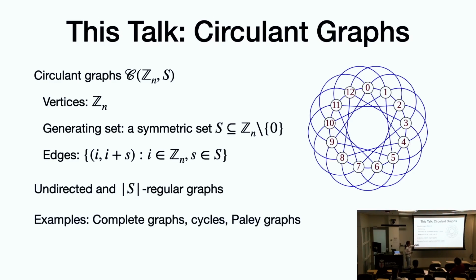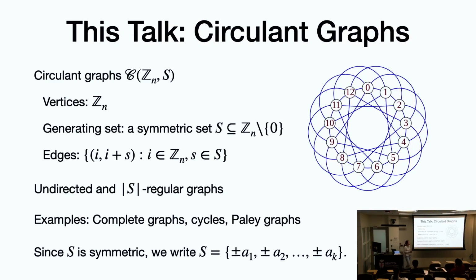Here are also some examples. A complete graph is a circulant graph where the generating set is Z_n minus 0. And a cycle is a circulant graph where the generating set only has 2 elements, 1 and negative 1. Also, a circulant graph is a special case of a Cayley graph. And since S is symmetric, we will write the elements in S as plus minus a1, plus minus a2, up to plus minus ak.